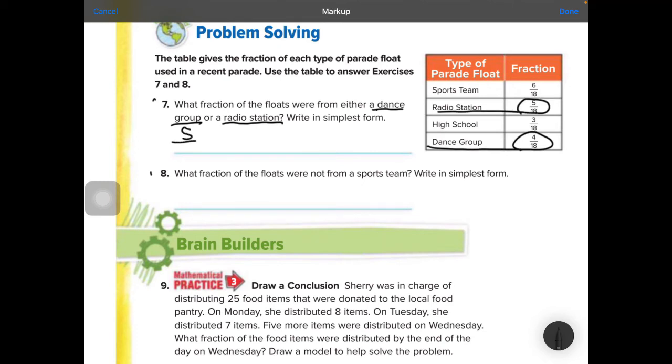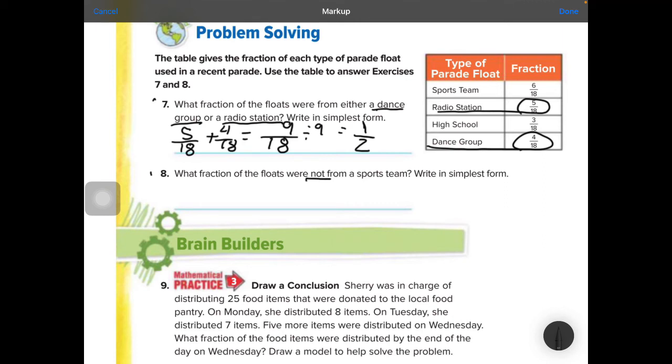So we're going to add 5/18 for the radio station plus 4/18, and our denominator is going to stay the same. Please remember that's a vital rule in adding fractions. But we can add 5 plus 4, so that'll be 9/18. Now I know to simplify that, I can divide the top by 9, which equals 1, and I can divide the bottom by 9, which equals 2. So then my answer is going to simply be a half.